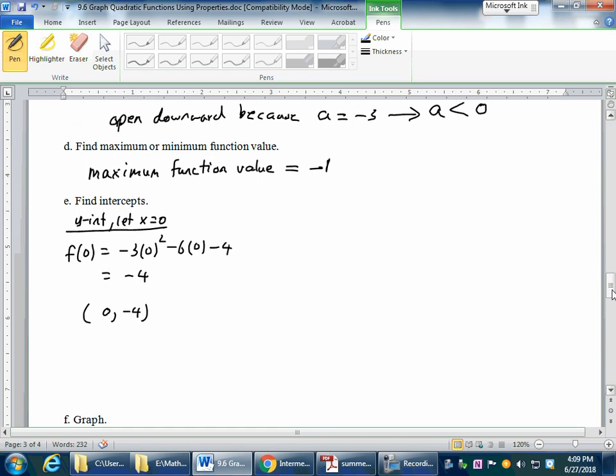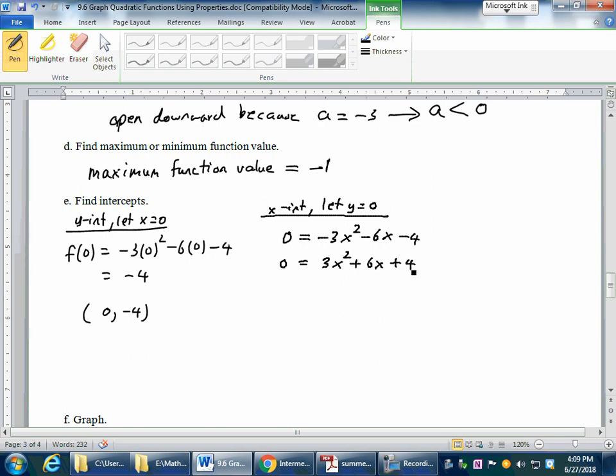Now, looking for the x-intercept, we let y be equal to 0. That means my f of x is going to be 0. So it will be 0 is equal to -3x squared minus 6x minus 4, which we want to solve for. So first we're going to multiply everything by negative, so it becomes 3x squared plus 6x plus 4. Now the question is, is that factorable or not? This is not factorable, okay?